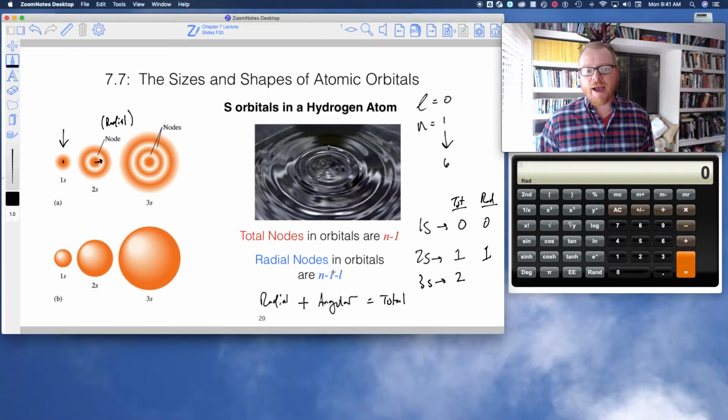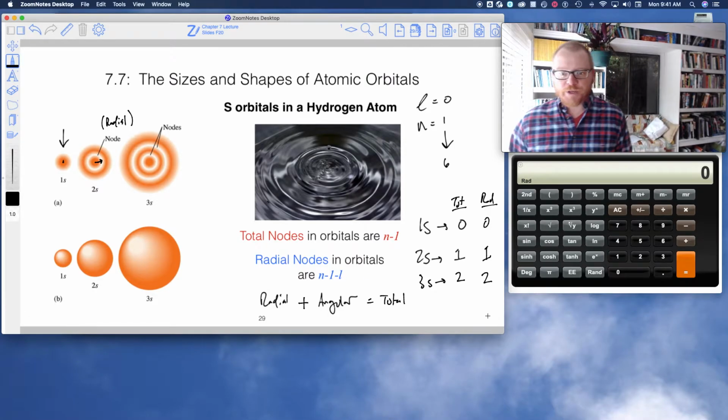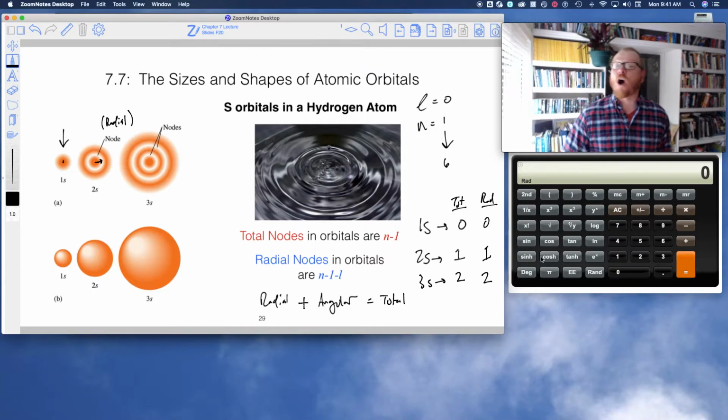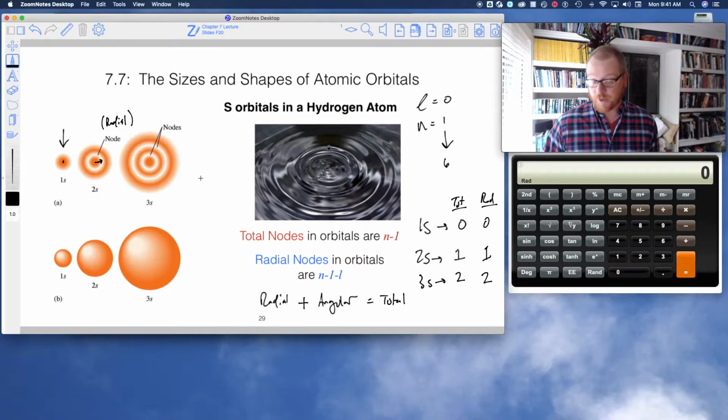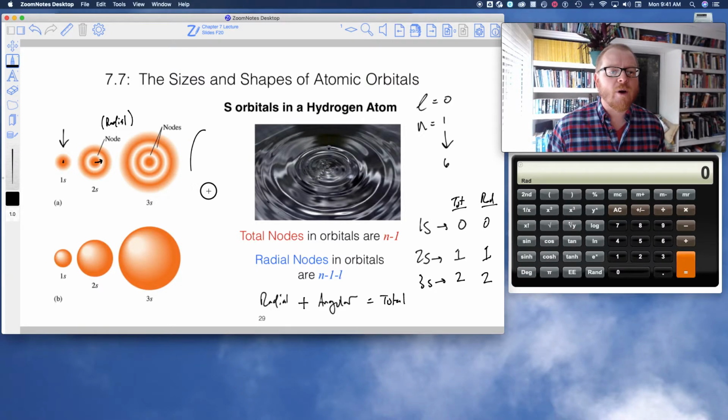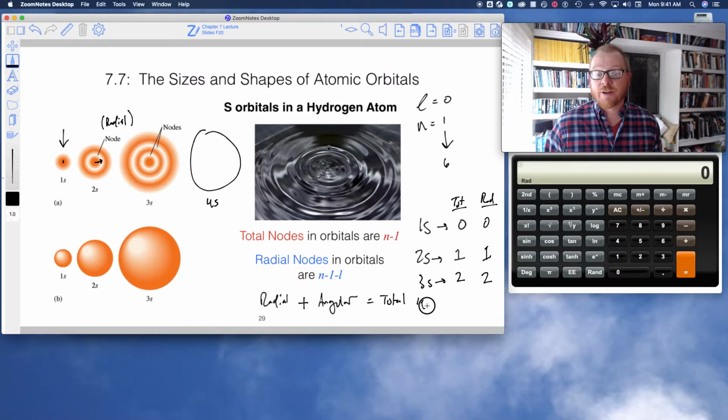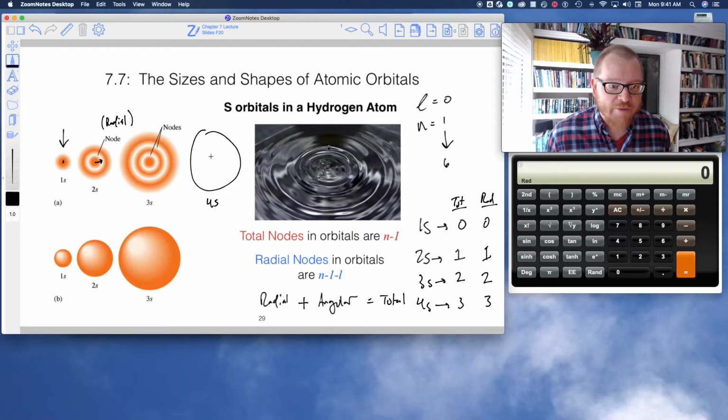So it's going to be 3 minus 1 minus L, which is also 2. So all of those nodes in 3s are radial nodes, and you can see here they are, 1, 2, okay? Well, what if we were to do 4s? Well, as you might imagine, 4s should have 3 total nodes, and all 3 of those are radial. So that means for 4s we would have 1 node, 2 nodes, 3 nodes, and even a 4th node.